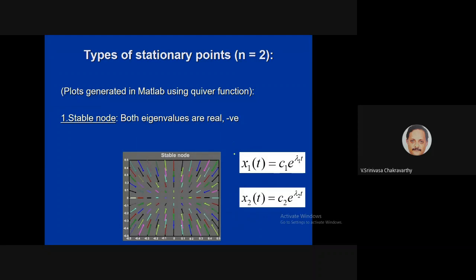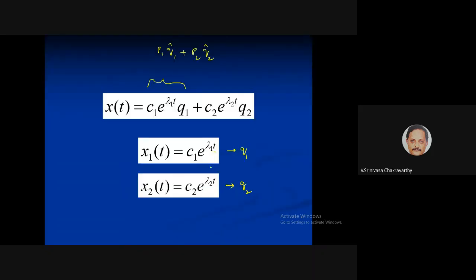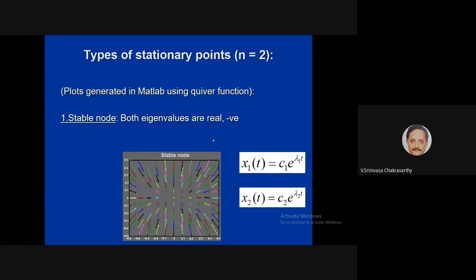Now if the x1 and x2 components of a vector are varying like this and this, how does x as a vector vary? Let us look at that. Let us look at the answer to this question for various values of the eigenvalues. So take the first case. Let's take the case where both eigenvalues are real, because they have to be real if A is symmetric, but they are negative.